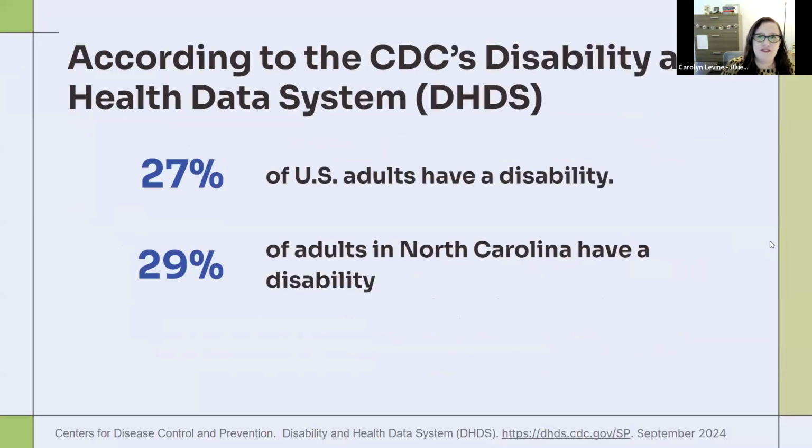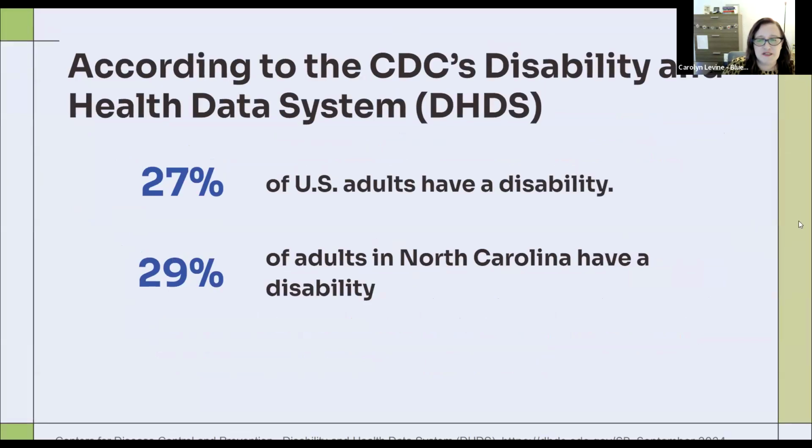I like to include a little bit of this data here from the CDC about the prevalence of disability, just because I think sometimes we think of disability as only affecting a very, very small group of people, but it actually affects a lot of people. So again, this is according to the CDC, 27% of US adults have a disability and 29% of adults in North Carolina have a disability.